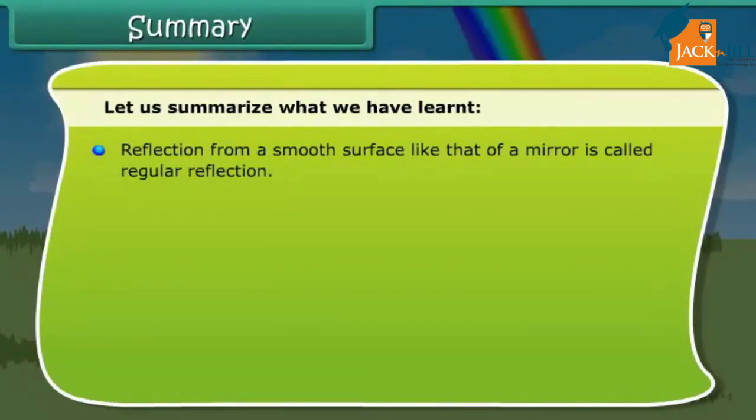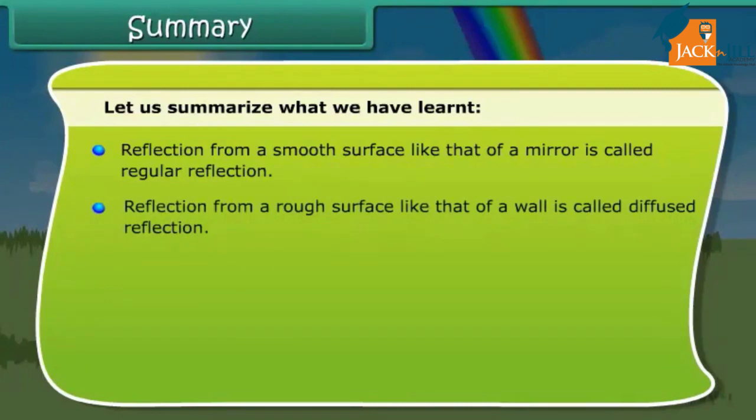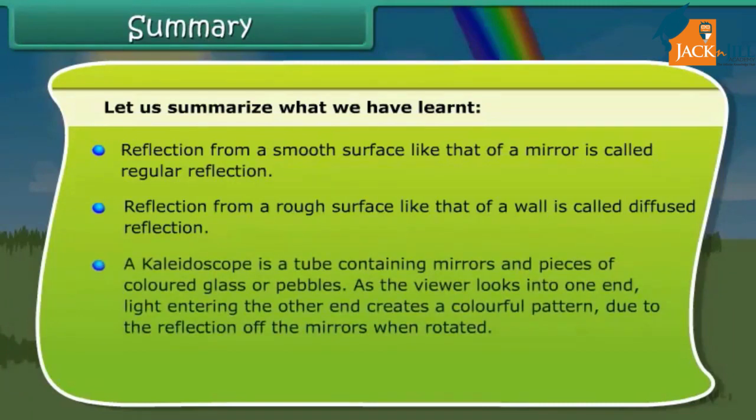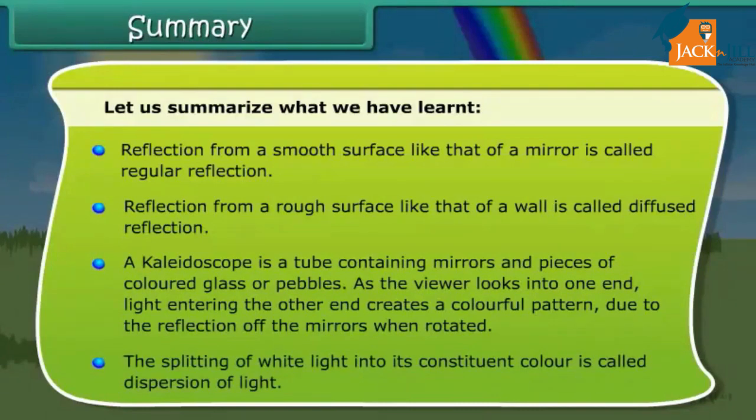Reflection from a smooth surface like that of a mirror is called regular reflection. Reflection from a rough surface like that of a wall is called diffused reflection. A kaleidoscope is a tube containing mirrors and pieces of colored glass or pebbles. As the viewer looks into one end, light entering the other end creates a colorful pattern due to the reflection of the mirrors when rotated. The splitting of white light into its constituent colors is called dispersion of light.